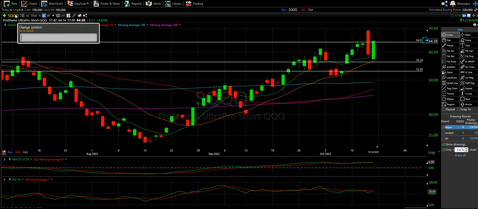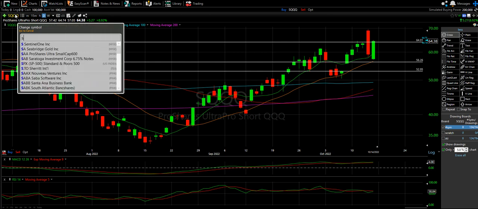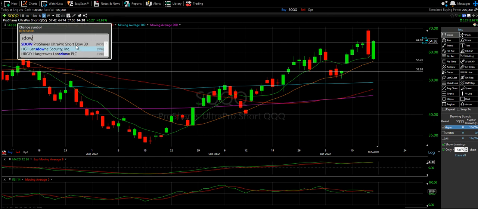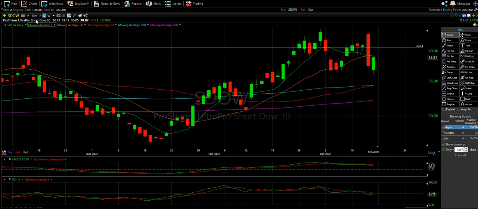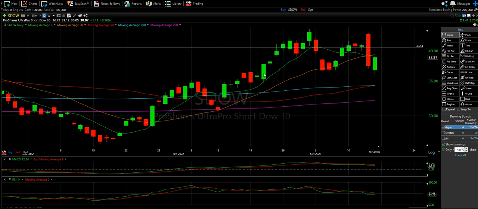Again, this one was NASDAQ. The next one, SDOW, is obviously Dow Jones, right? So again, this is a short of the Dow 30. The Dow 30 is the Dow Jones industrial average. So again, look, a little bit different from the last one, but not too different, right? So again, we've been riding the 8 pretty well. There were 2 bounces on the 20, almost the exact same thing.